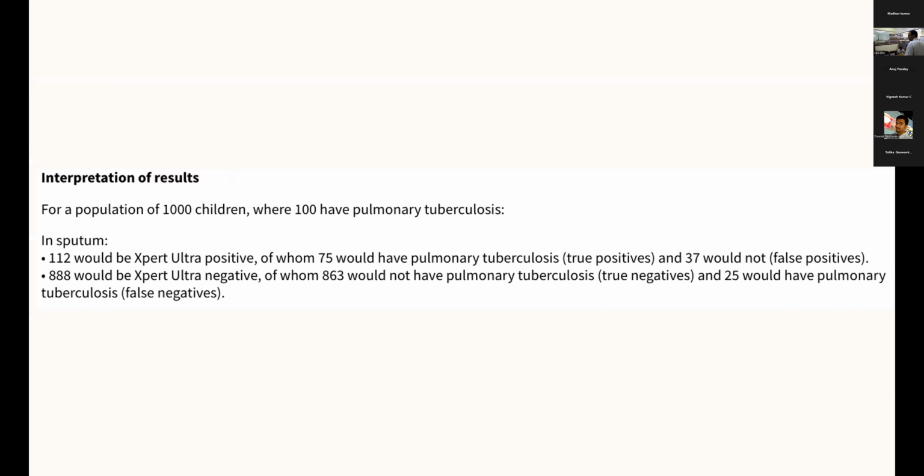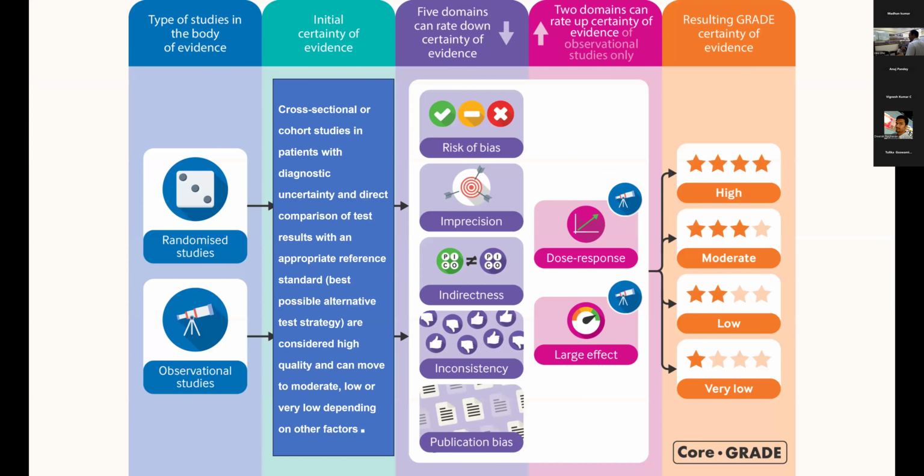Or another way of interpreting the same information would be, for a population of 1,000 children, 100 would have pulmonary TB. That's the assumption we're going with if there's a 10% prevalence. Based on this, 112 would be Xpert positive and 75 would truly have TB. The rest would be false positive, and 888 would be Xpert negative, of which 863 would be true negative and 25 would be false negative. So I'll just show you the GRADE table. There's a GRADE tool. We'll incorporate this data into the tool and then we'll vote and see if our grading matches that of the authors of this systematic review.